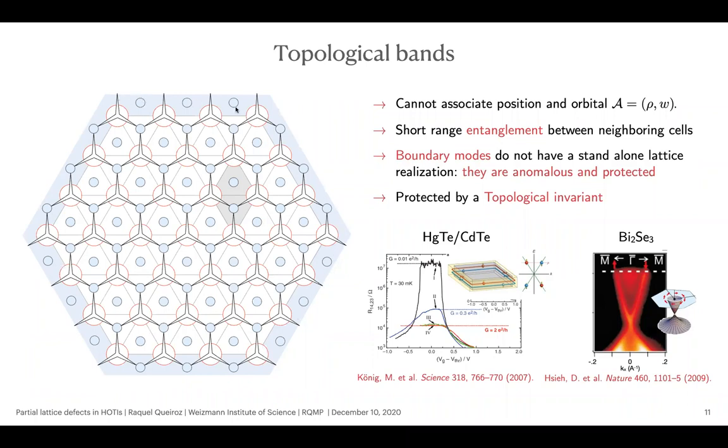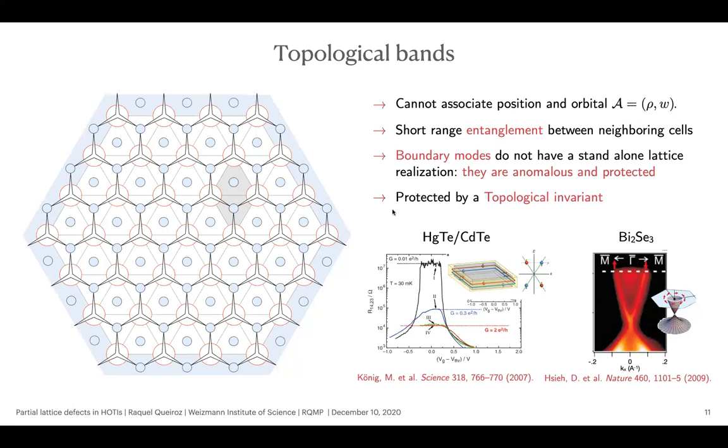And these bound states are quite interesting because, first of all, they're anomalous in the sense that they do not exist as lower dimensional systems on their own. So in this case, it would be a 1D mode that does not exist as a 1D system. And they are protected in the sense that they would not disappear unless I go ahead and mix the states again and make this topological band into an atomic band.